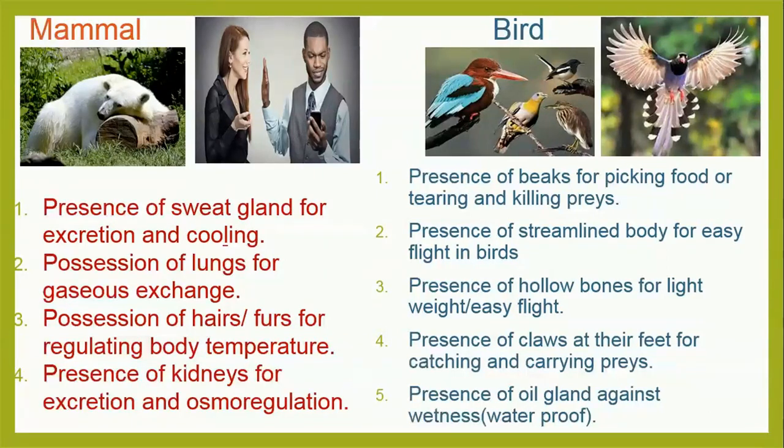If you've ever seen a hawk catching a chick, it is due to the help of its feet, the claws at the feet. Number 5, presence of oil gland. This helps to prevent wetness. It gives them a kind of waterproofing. That is why when they swim inside water or water happens to touch their body, it doesn't soak them. After a while, it just slides off their feather, because the feather contains oil that is secreted from the body of the birds.